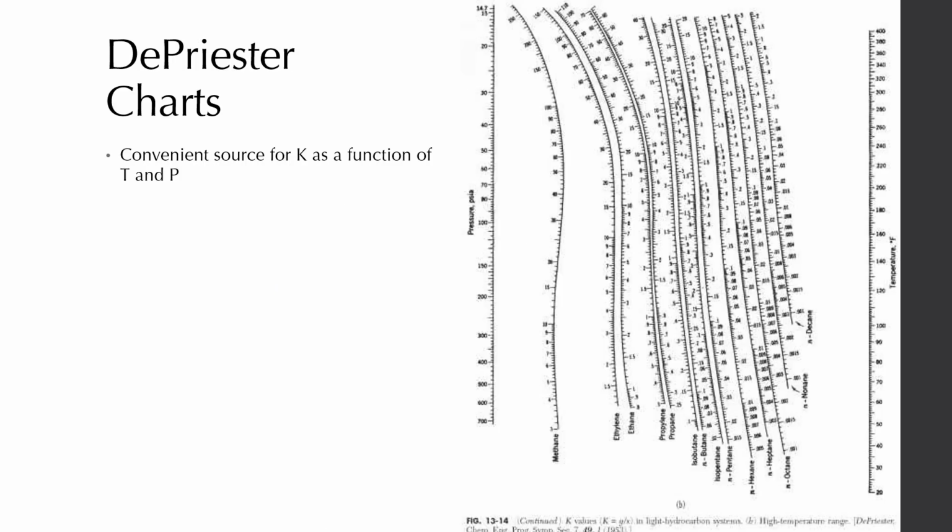For distribution coefficients, we have the Prester charts. So they are usually a convenient source for determining the K as a function of temperature and pressure.